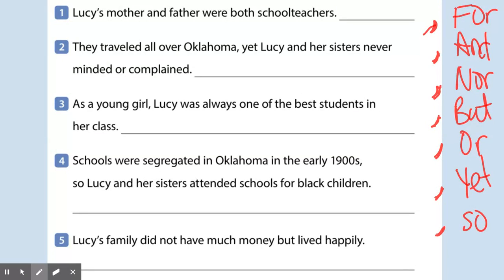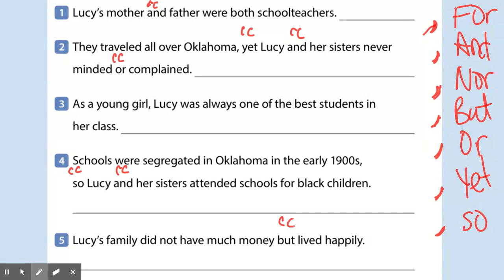Now, before I even read any of these, I'm going to go through and find all of my coordinating conjunctions, whether they have a comma or not. So let's see, I've got and is a comma. I'm going to put a CC above it. It's a coordinating conjunction. Yet is a coordinating conjunction. And is a coordinating conjunction. Or is a coordinating conjunction. Let's see. There are no coordinating conjunctions in number 3. Number 4, I've got so is a coordinating conjunction and and is a coordinating conjunction. And number 5, I've got but is a coordinating conjunction.